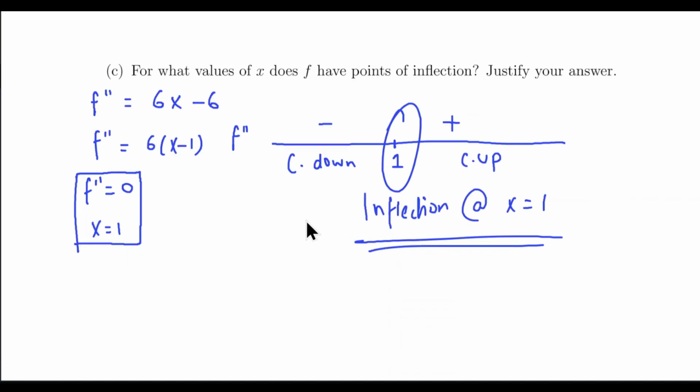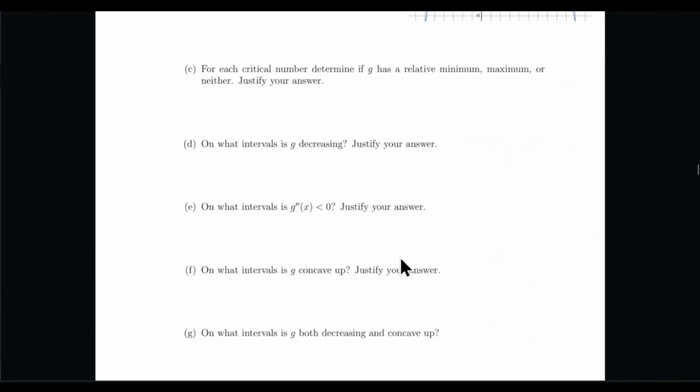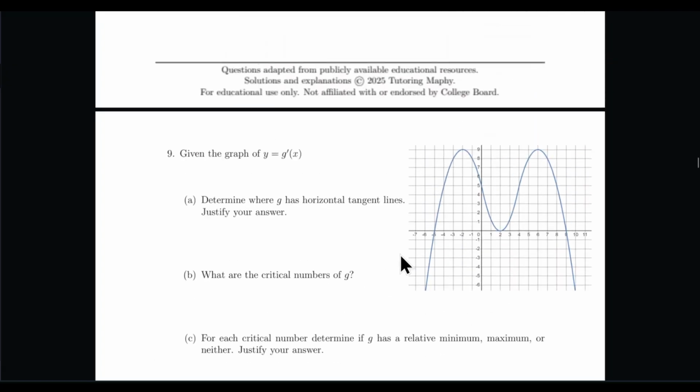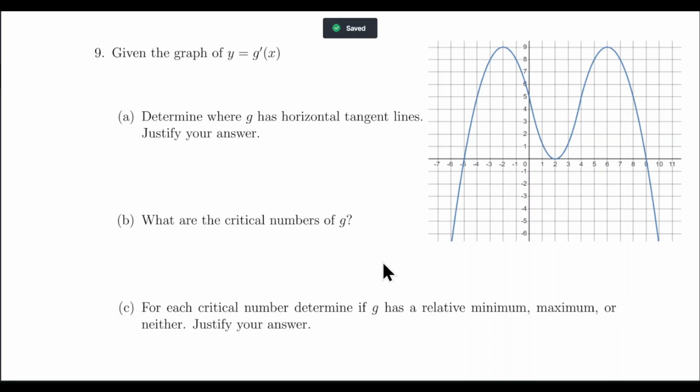All right, guys. Now we're talking about graphs. Oh my God, that's a big question. All right, y is equal to g prime x. This is the graph of g prime x. Remember, g prime x, not g x. Determine where g has horizontal tangents and justify your answer. G has horizontal tangents wherever g prime is 0.